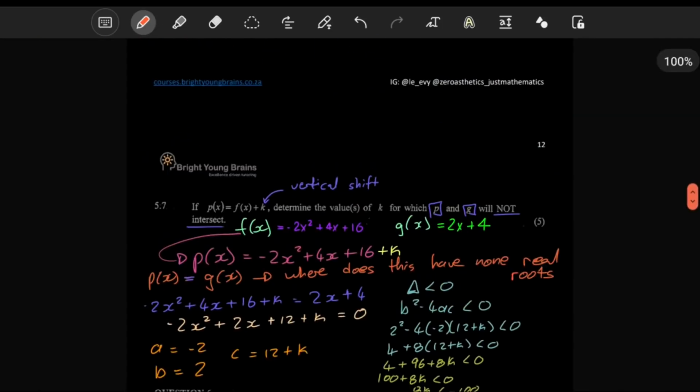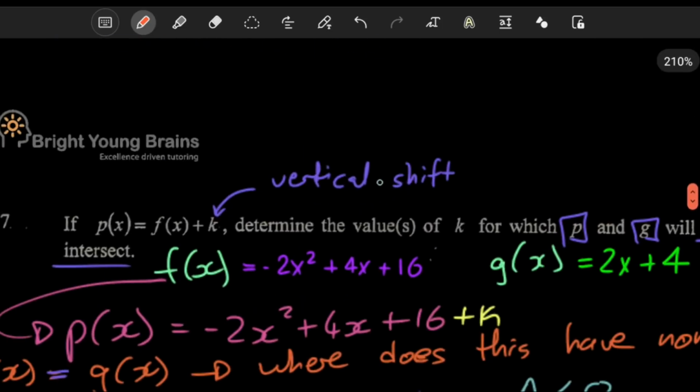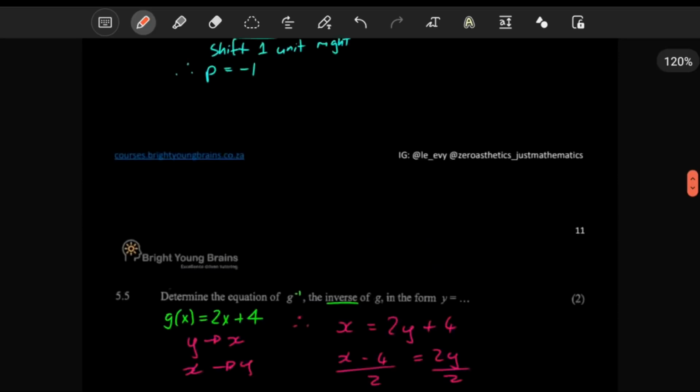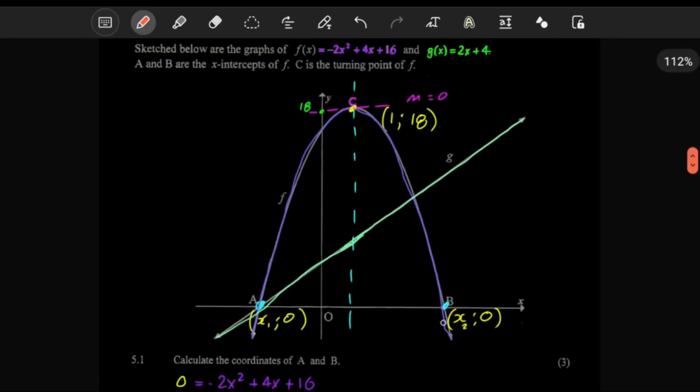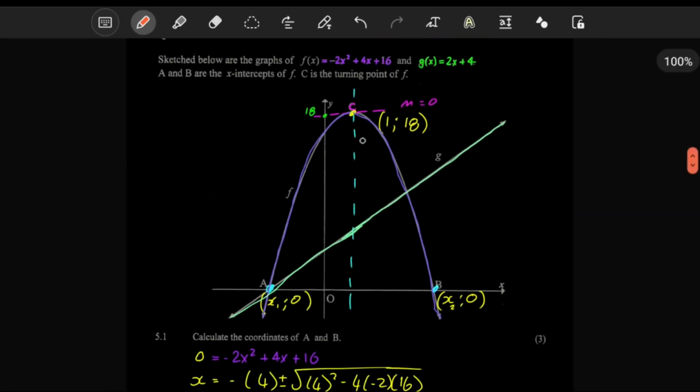So if you look, we said k is just a vertical shift, and we said already our k is telling us that our graph needs to be shifted a certain amount of units for our graph not to touch g. For it not to touch g, our graph needs to be shifted at least 12.5 units. Anything more than 12.5 units, your parabola will not touch your straight line graph.